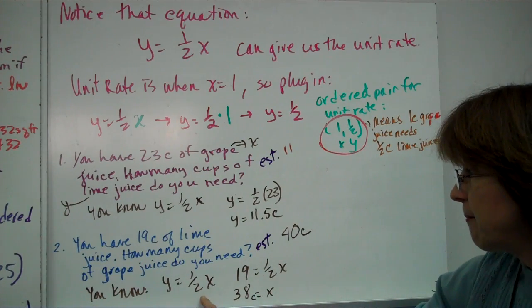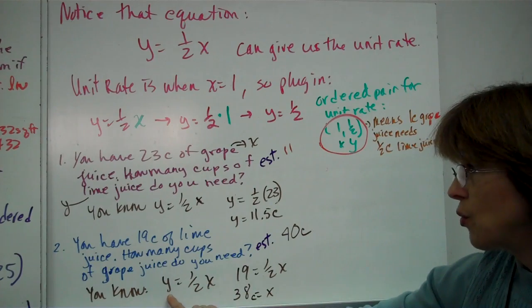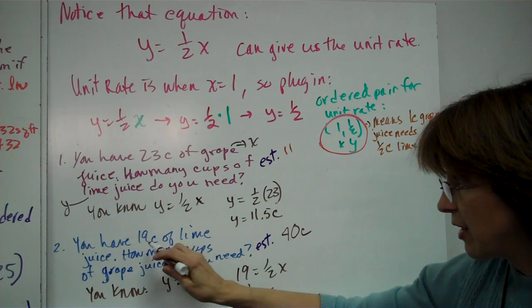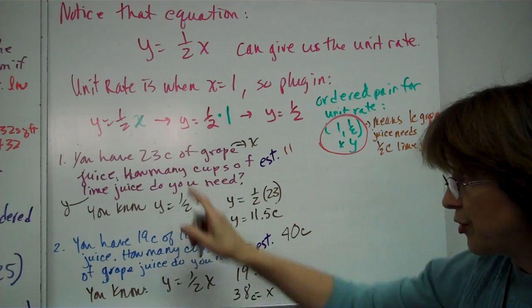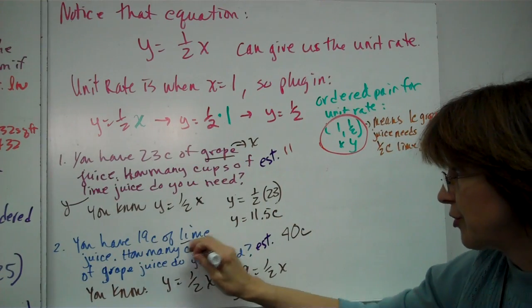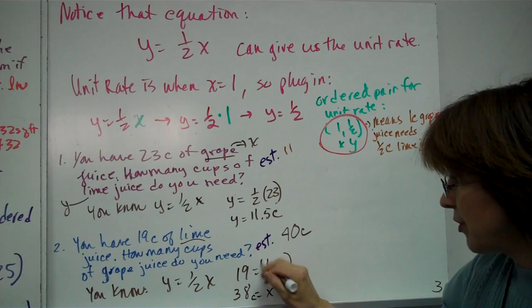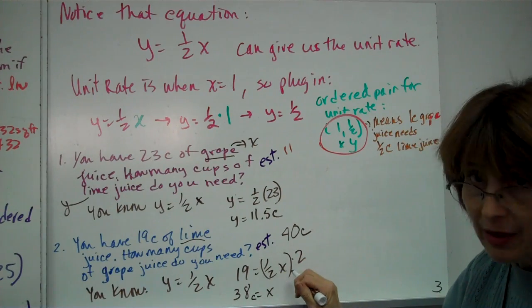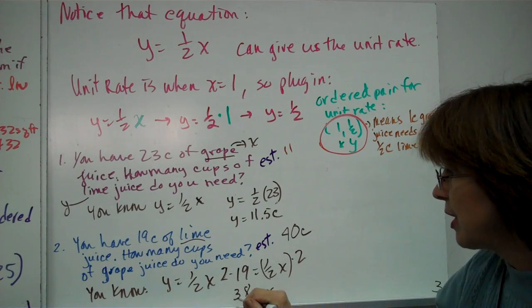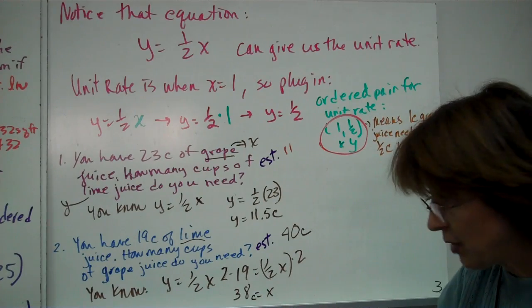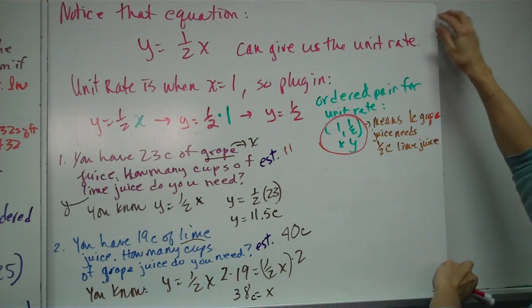So again, when you plug it in, 19 this time goes where the y is, because that's your lime juice, and that's what you have. You have lime juice here, not grape juice. Here was grape juice, and here we have lime juice. So you plug in 19, then you have to multiply, right? To get rid of the 1/2, we either divide by a half or multiply both sides by 2, and that's going to be 38, equals how many cups of grape juice you need.